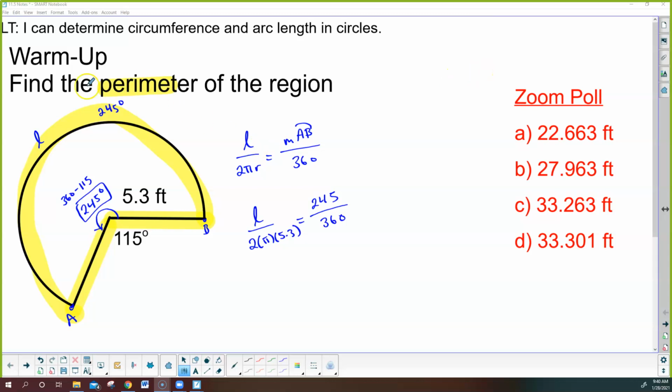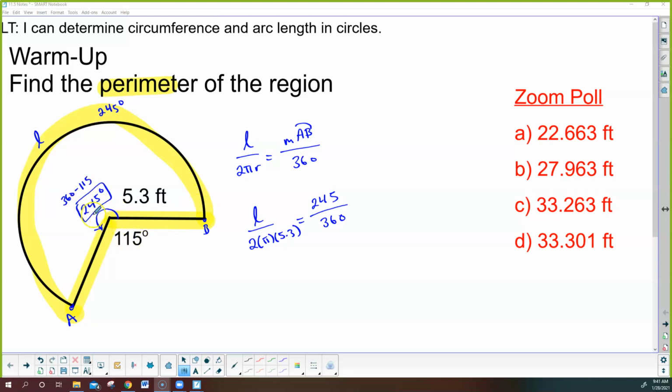Explain this a little bit. So we're asked to find the perimeter of the region. We need the arc length plus the 2 radii. So to find the arc length, that was L, the arc length over the circumference is equal to the arc measure over 360. And we found the arc measure by doing 360 minus 115.